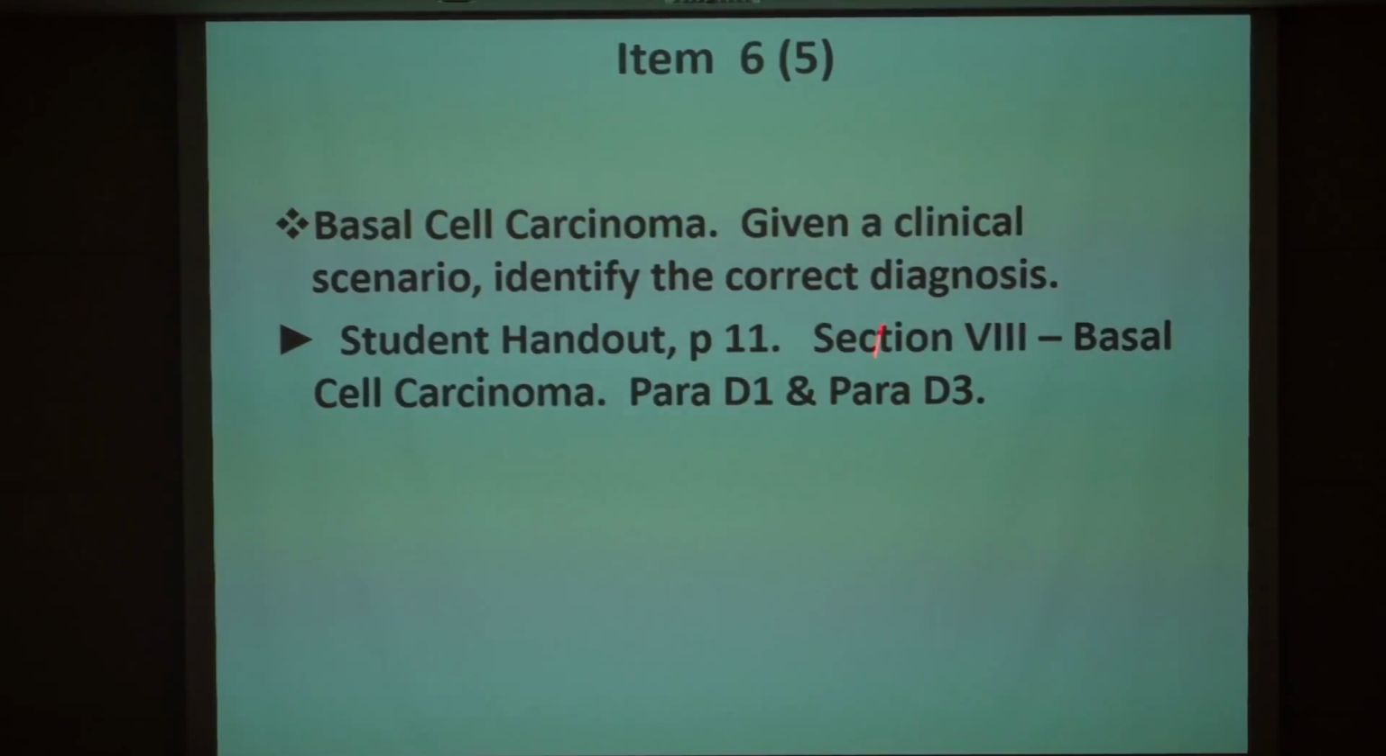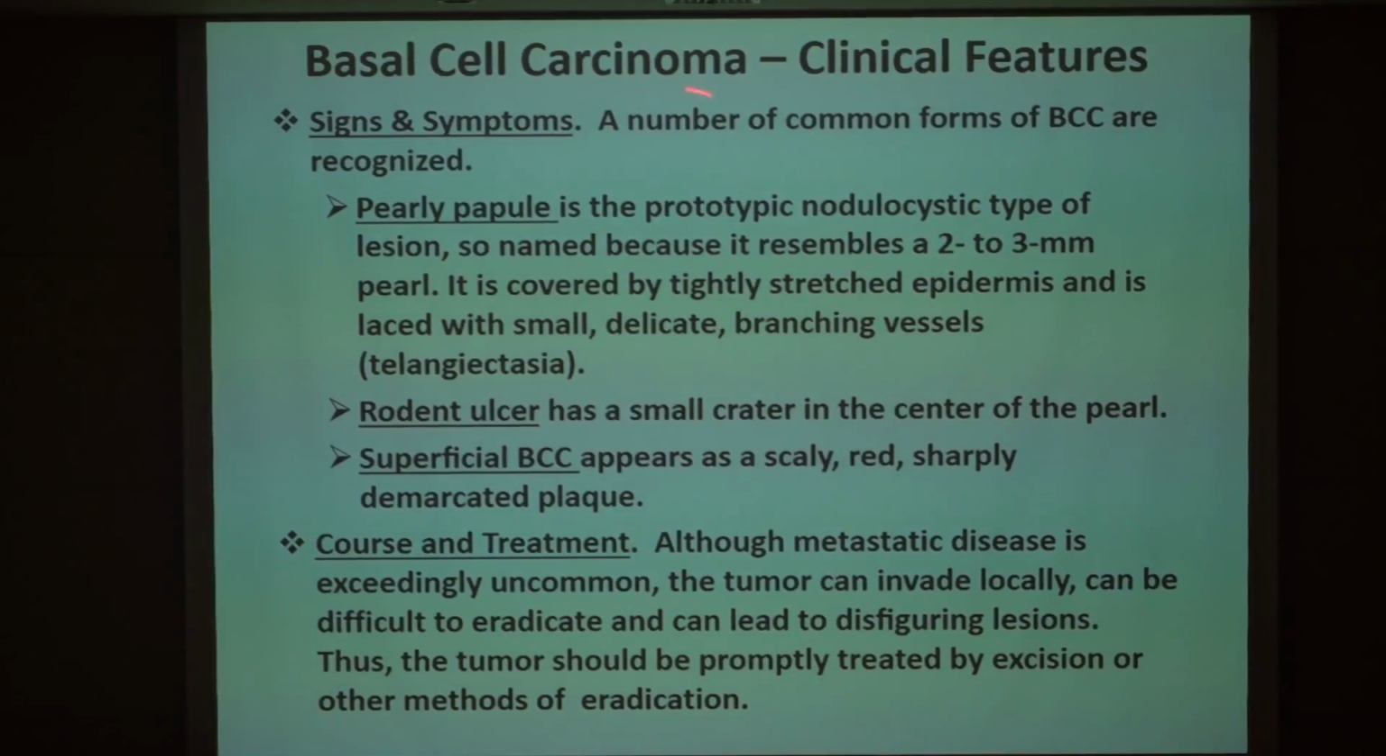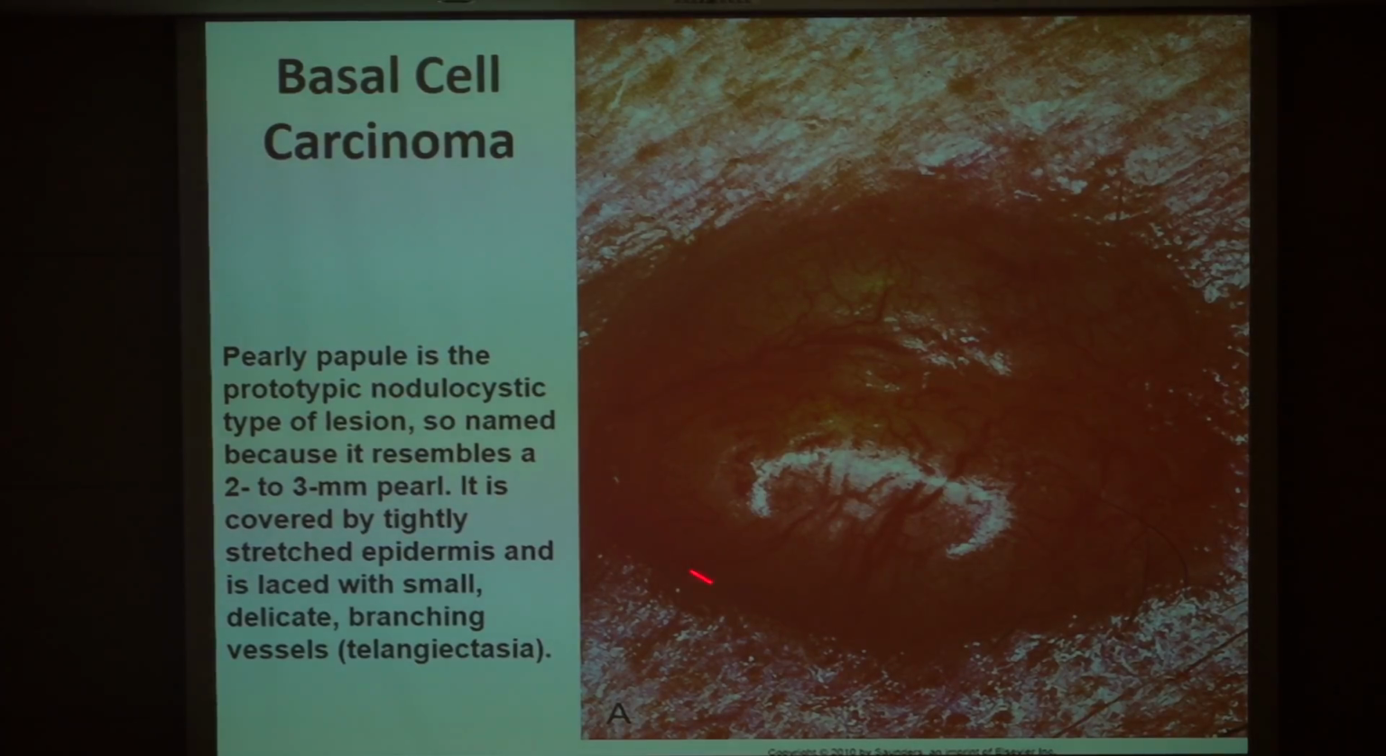Item 6, which is the one that was labeled 5 in your notes, and was added to item 6. Basal cell carcinoma, you'll be given a clinical scenario, and you'll be given a description of a pearly papule, which is a prototypic nodulocystic lesion, because it resembles a 2 to 3 millimeter pearl. It is covered by tightly stretched epidermis and laced with small, delicate branching vessels known as telangiectasia, and this basically is the presentation of what I just described.